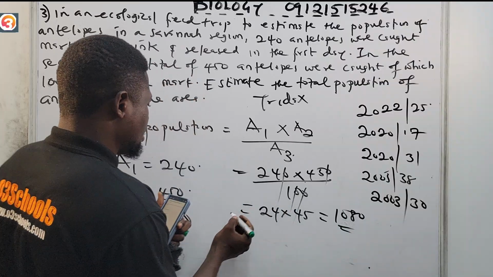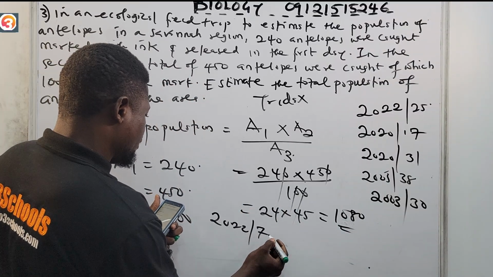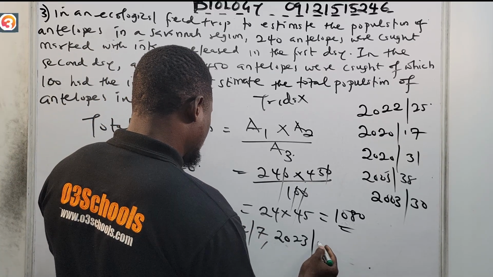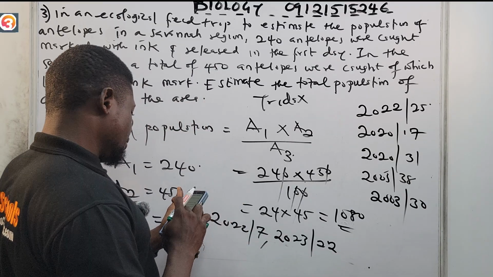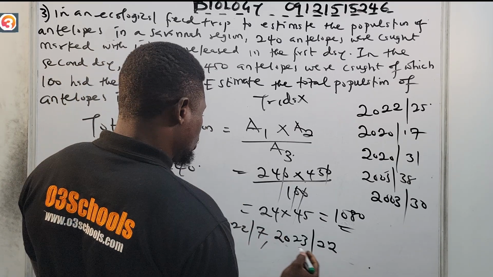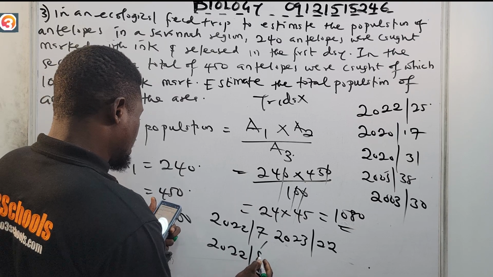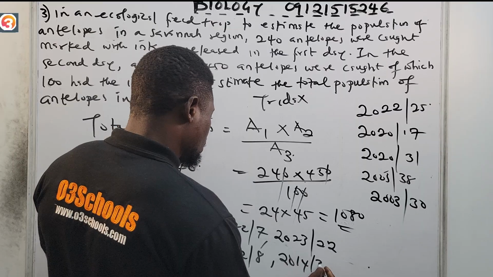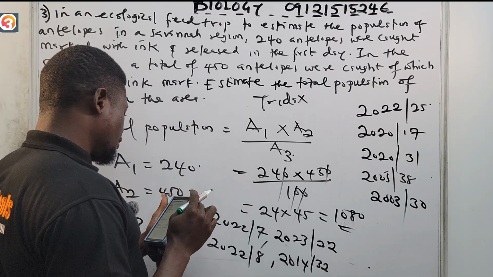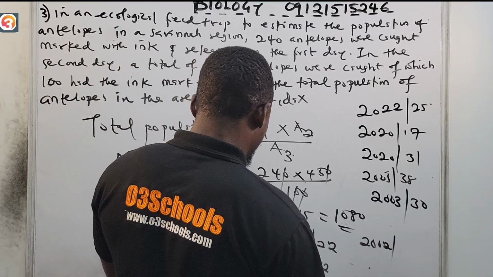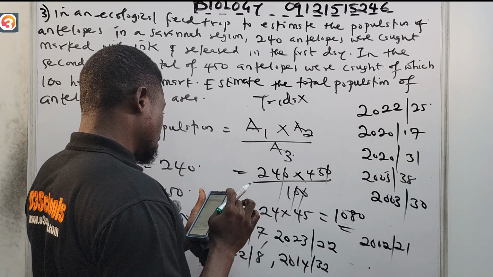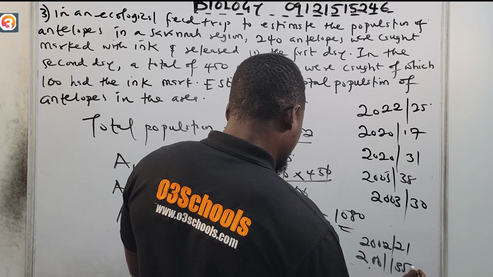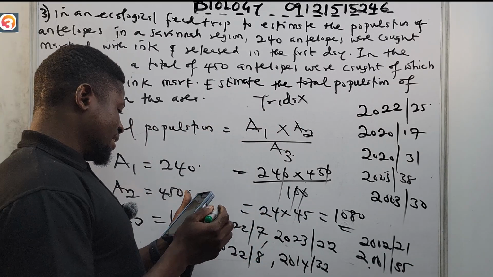Now, look for 2022, number 7. Look for 2023, number 22. Okay? Then look for 2022 also, number 8. Okay, then look for 2014, number 32. Then look for 2002, number 21. Then look for 2001, number 35. All right, so that is that for that.